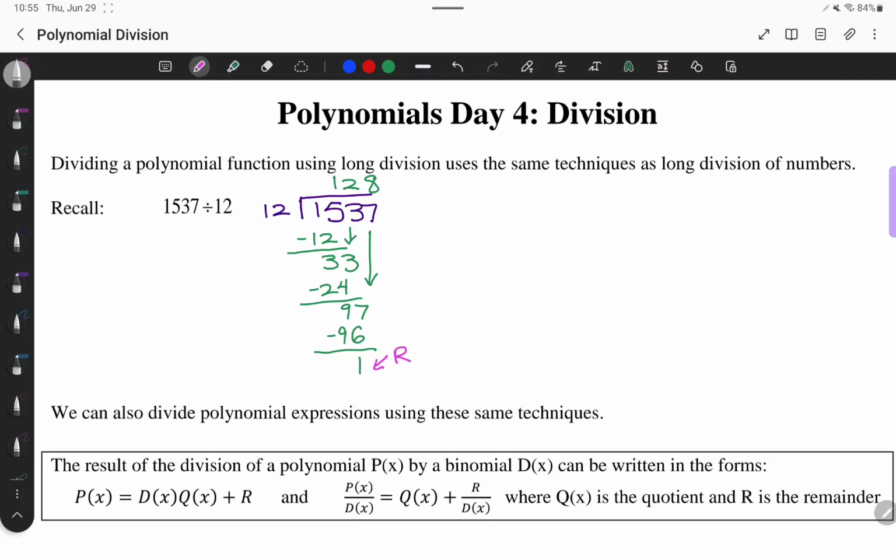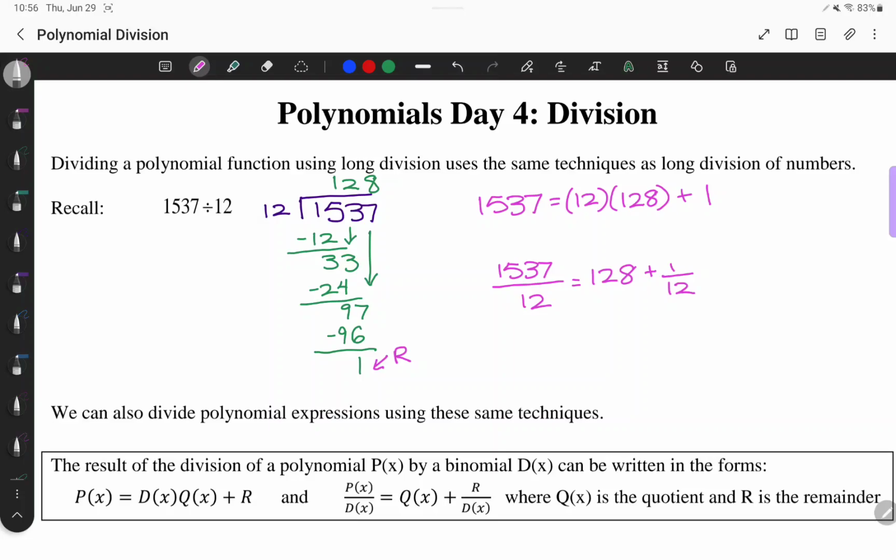There are 2 ways we can make a statement once we've done this calculation. The first is we can say that 1,537 is equal to 12 times 128 with a remainder, so adding on plus 1. The second way we could make this statement is as a division statement. We would say 1,537 divided by 12 is equal to 128 plus 1 over 12 for a remainder.